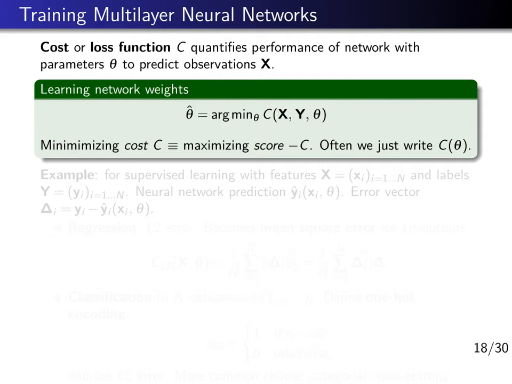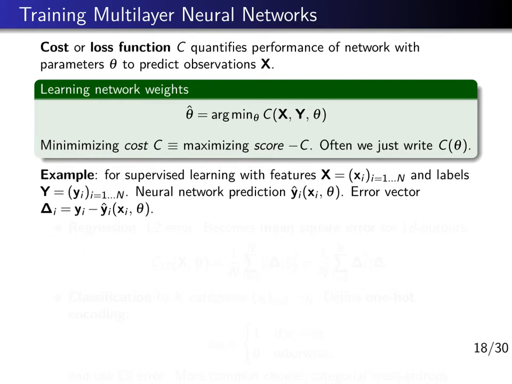If we have a maximization problem instead of a minimization problem, we just turn it into a minimization problem by maximizing minus C. So in that case, C is a score instead of a loss function. When we write C, then we will often just write C of theta, and we will omit x and y, just for brevity.